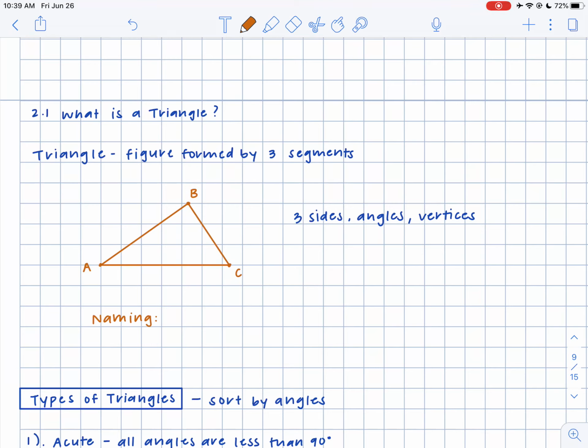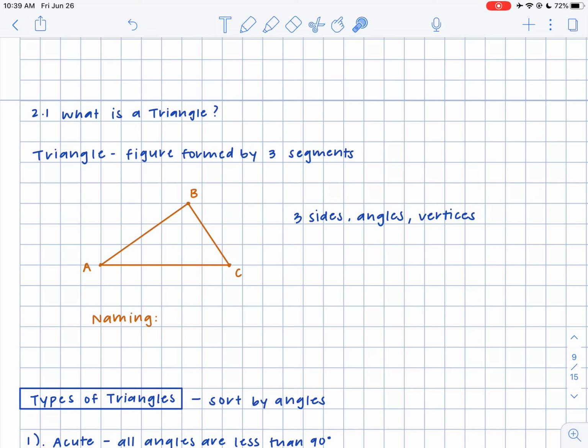So a triangle is a figure formed by three segments. Remember, a segment is a line that is bound by two ends, so it doesn't go on forever. You can see here's one segment, two, and three, with these three endpoints. So a triangle has three sides, three angles, so 1, 2, 3. Those are the three sides. In here are the three angles and three vertices.